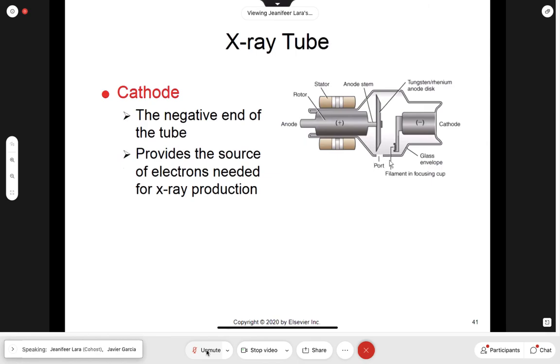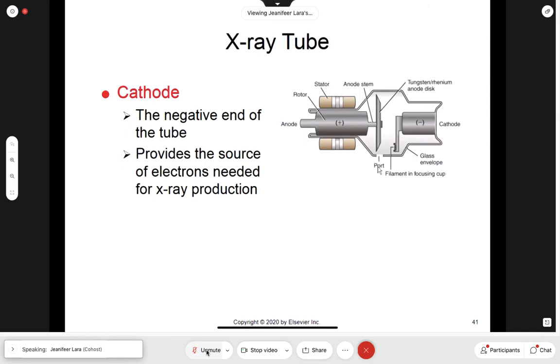This is going to be considered the area. See where the filament is? If we know the filament is right here, electrons are going to be flowing from here to here, correct? So if we know that the electrons are flowing from here to here, this port is for what? It's an exit of, what is exiting out of the port?